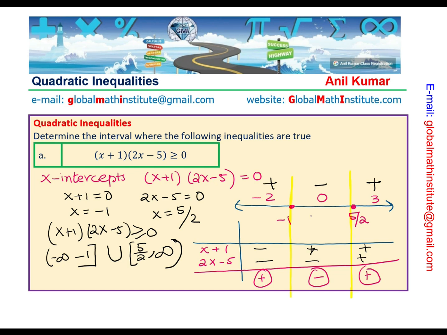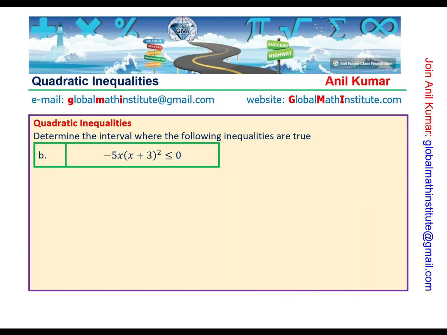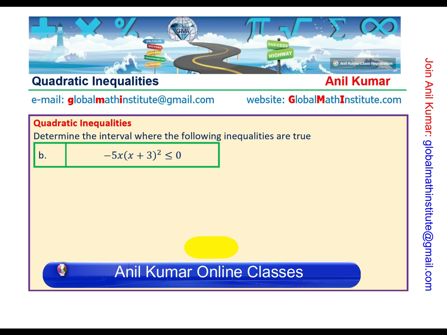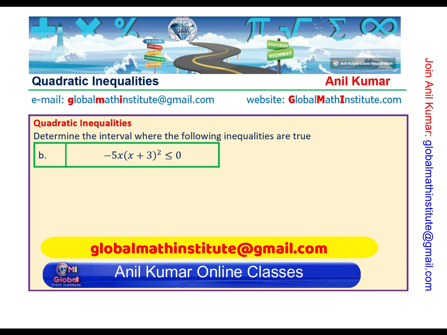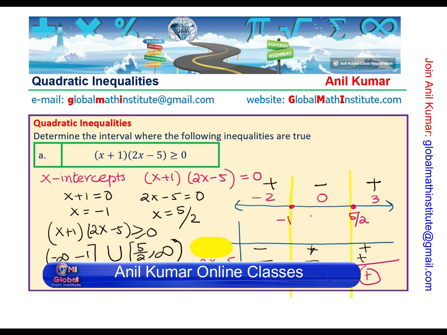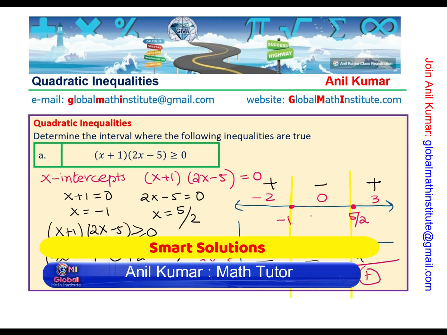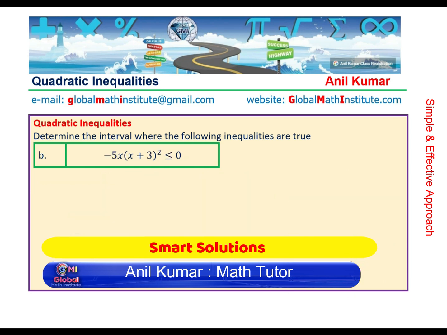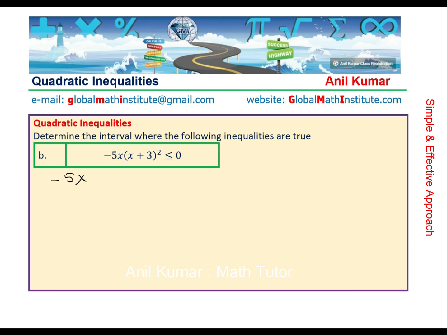So this is one strategy we can use for solving quadratic inequalities. I hope this process is clear. Now let us solve the inequality in question number 2, which is minus 5x times x plus 3 whole squared is less than or equal to 0.